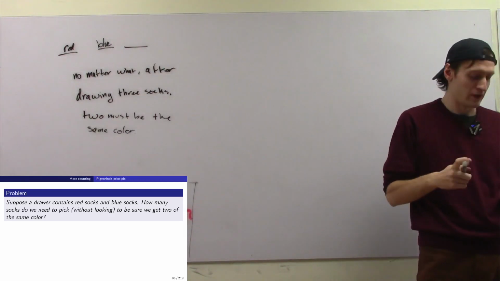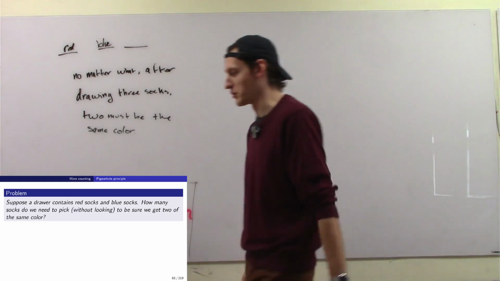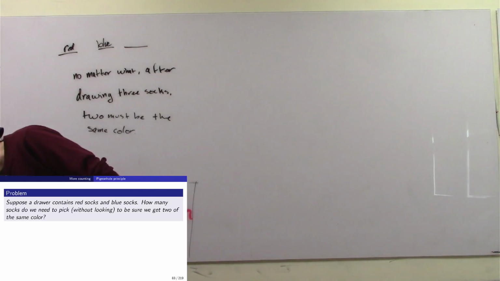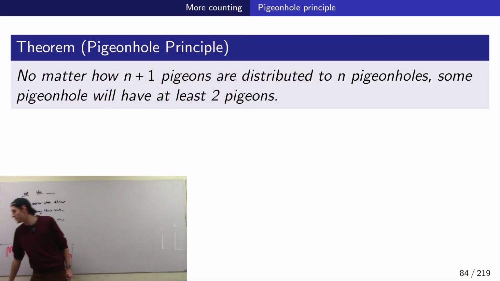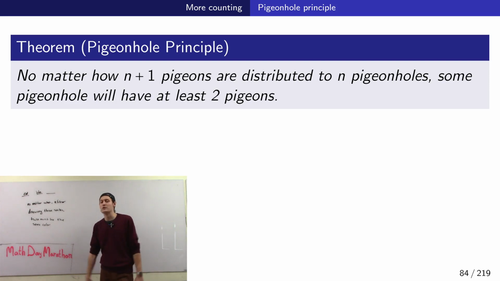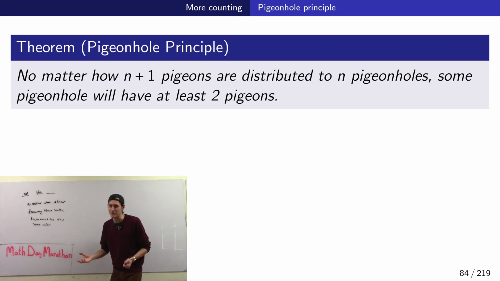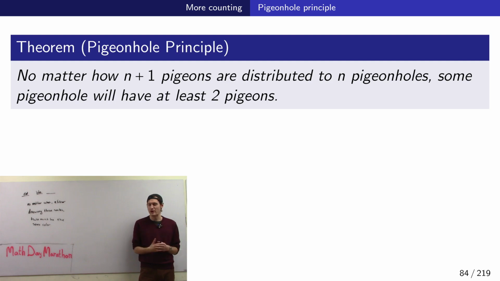We're going to take this idea and build the pigeonhole principle, as displayed on this previous slide. It just formalizes this in a little more broad detail, as follows. The pigeonhole principle: no matter how n+1 pigeons are distributed into n pigeonholes, some pigeonhole will have at least 2 pigeons. So this generalizes this problem. It doesn't have to be pigeons, it doesn't have to be pigeonholes, but it is somehow the most charming way to phrase this problem.